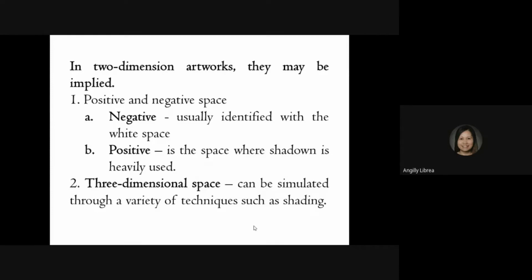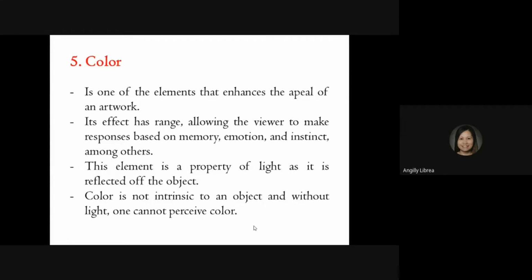All right. Next element is color. Color perhaps is one of the elements that enhances the appeal of an artwork. Its effect has range, allowing the viewers to make responses based on memory, emotion, and instinct, among others. This element is a property of light, as it is reflected off the object. Color is not intrinsic to an object, and without light, one cannot perceive color.